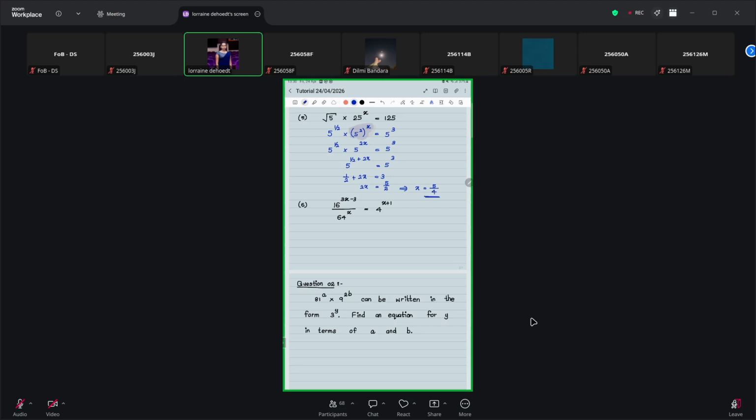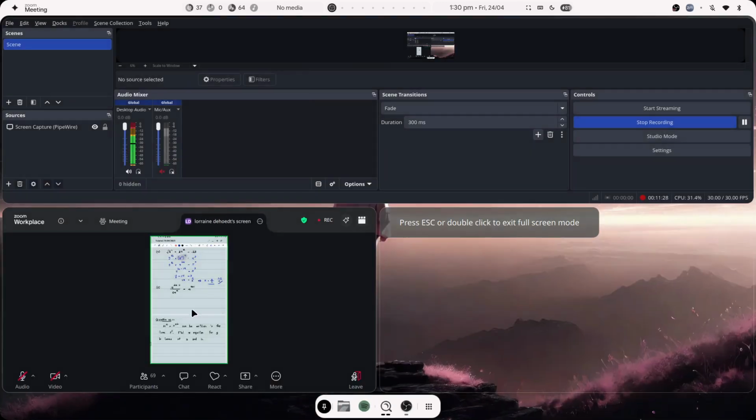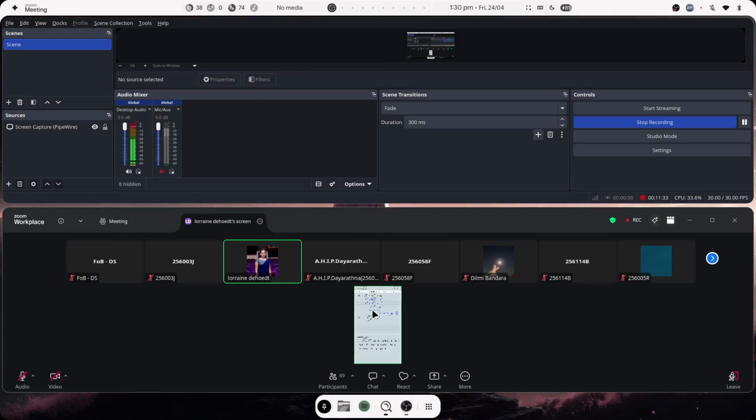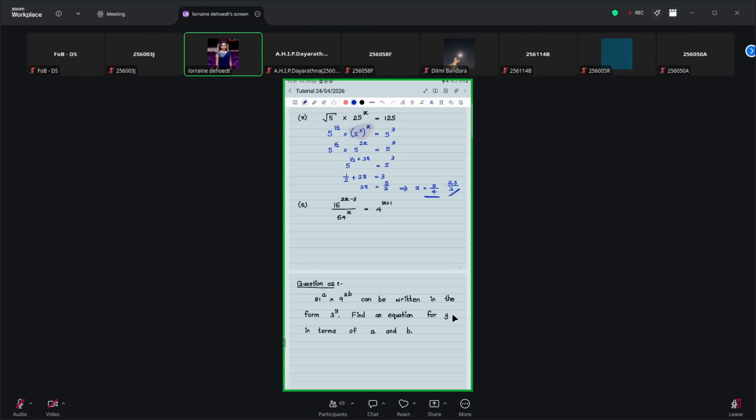And also 1.25, your answer is also correct. 0.5 over 2 is also correct. But if you write the final answer, please write it using only fractions or only decimals. Don't use both, the fractions and the decimals together. It's not nice, okay?